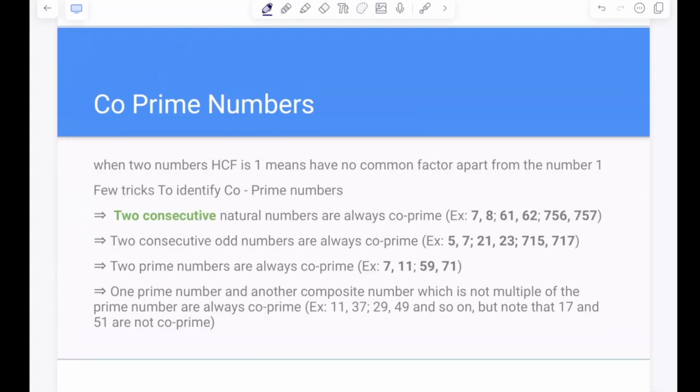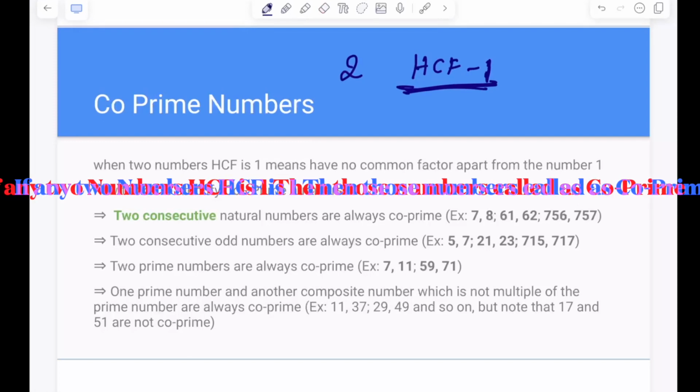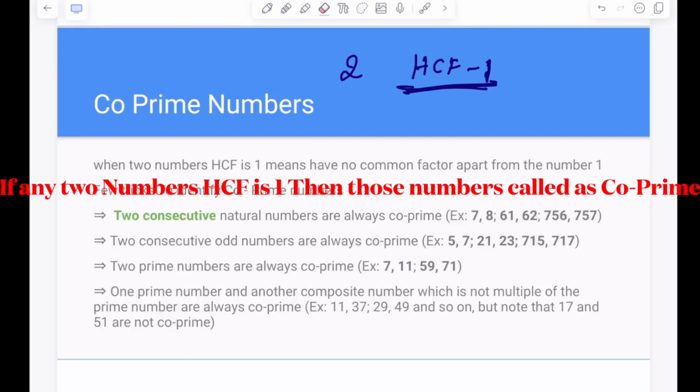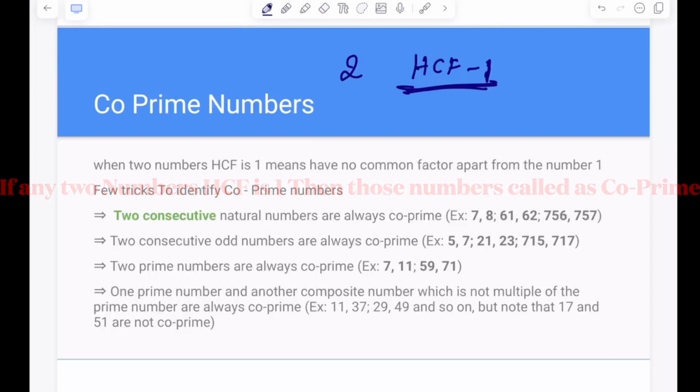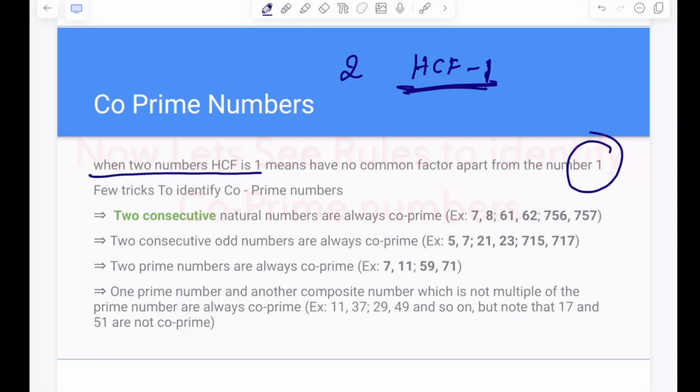Okay. Now let us learn about co-prime numbers. If for any two numbers there is no common factors other than 1, then those two numbers are called co-prime numbers. When two numbers' HCF is 1, it means that those numbers don't have any common factors other than 1. Okay.